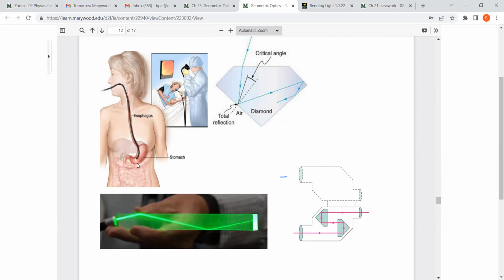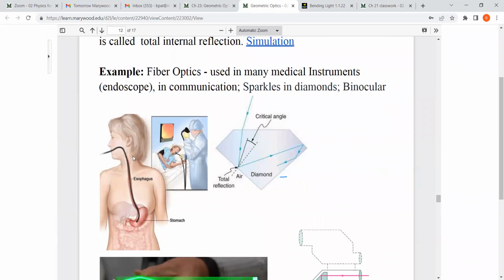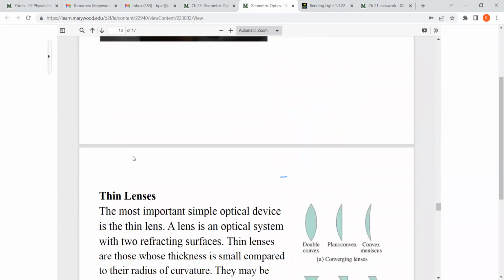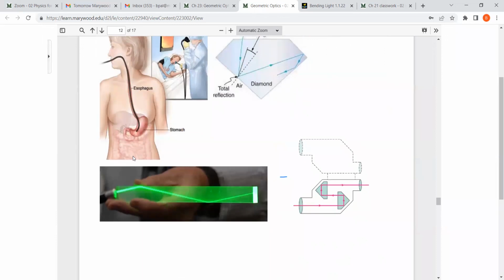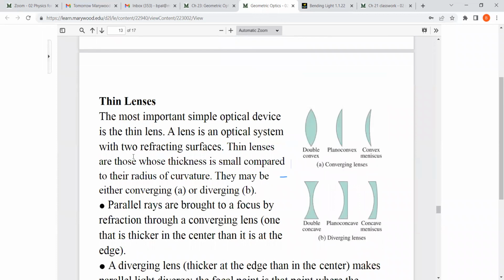If there is some problem in the internal organ, by connecting this with the camera, we can see whether there is any problem inside. Okay, and also this is used in transferring data, I mean internet data, for example. All right, so that's about total internal reflection. The next thing we are going to learn is thin lenses.